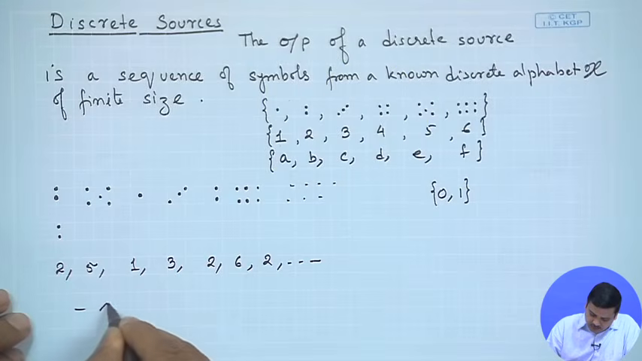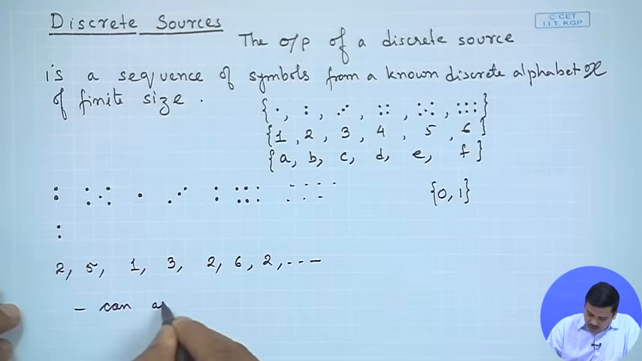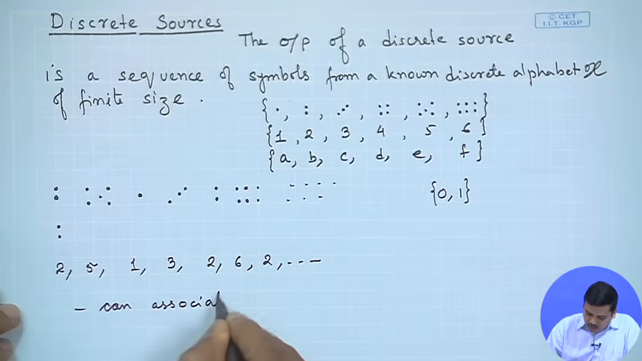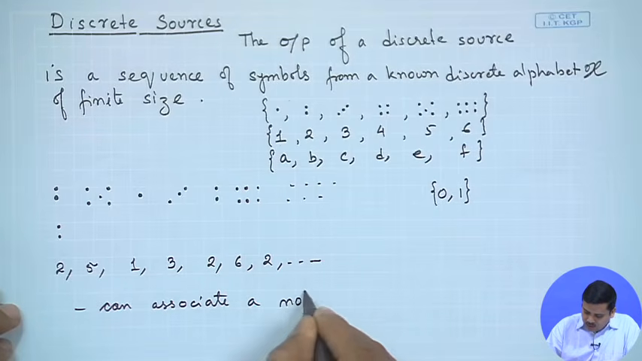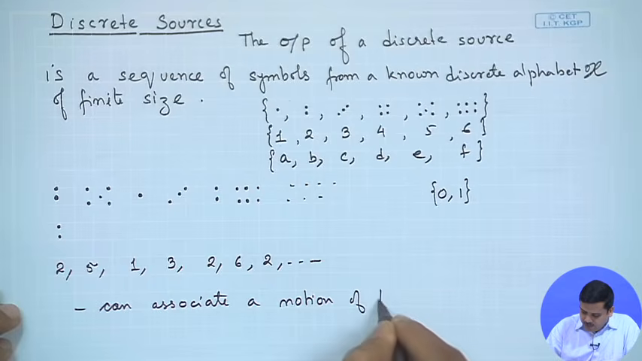We also mentioned that if you have an analog source, you can convert it, and once you convert it, it becomes a digital source, which is a sequence of zeros and ones. If you look at a text file, it already has letters A, B, C, D, and so on and so forth. So these are discrete sources, and you can associate a notion of time with this, but that's not necessary.